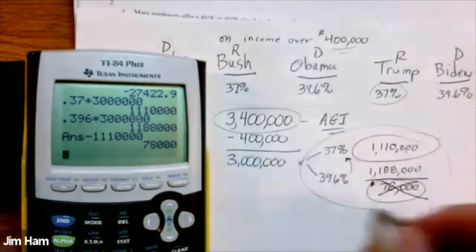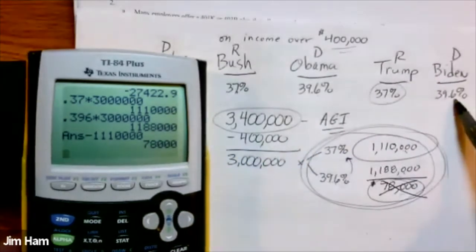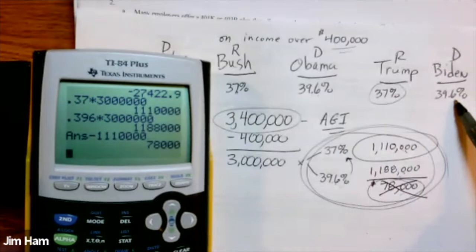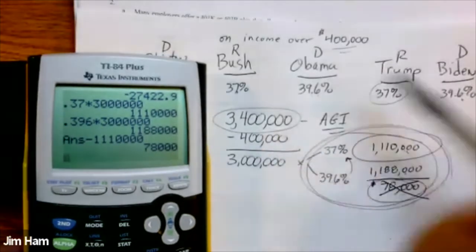So this is the whole argument here. So Joe Biden is going to raise taxes, but he's going to raise taxes on the richest Americans. And this is the math behind it.